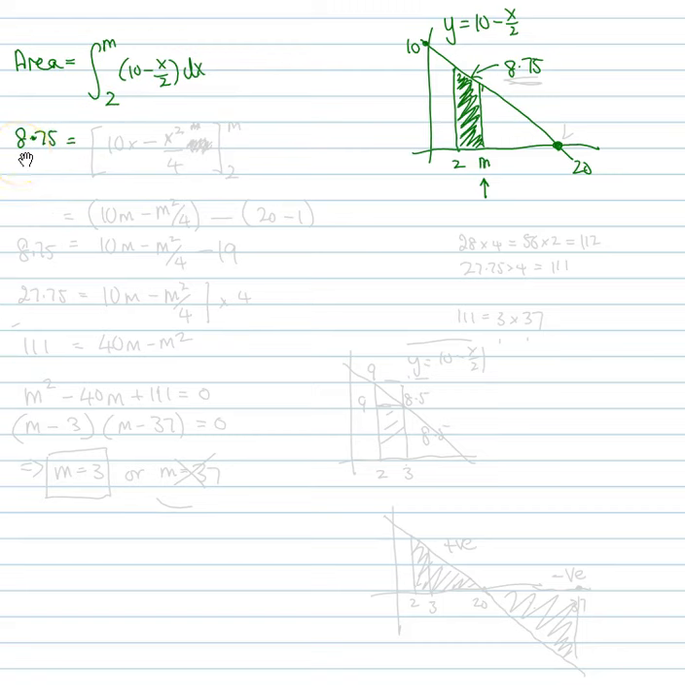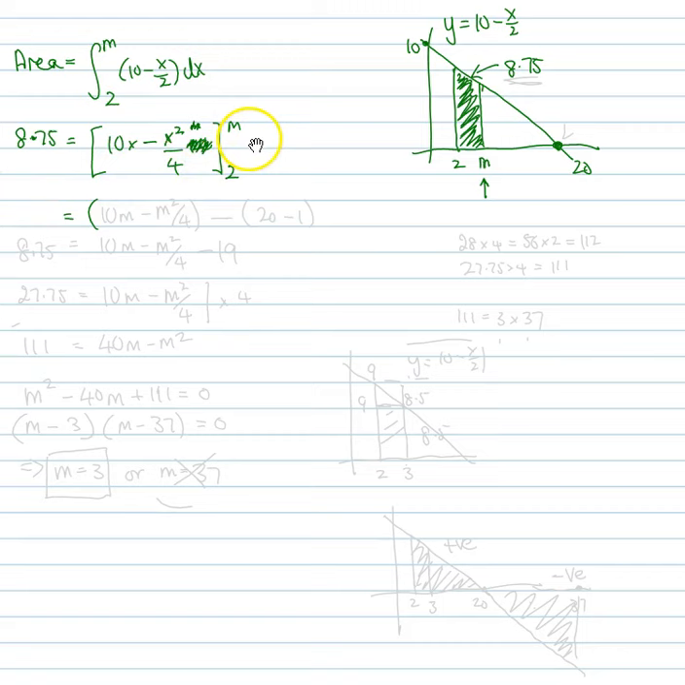So integrate that. The integral of 10 is 10x. The integral of x over 2 is x squared over 4, and we're going from 2 to m. Is x squared over 4 right? If I differentiate x squared, I get 2x, and then 2x over 4 is x over 2. Yep, that's right. You could have a plus c in there, but we don't need it because when we're working out definite integrals, where you've got the two endpoints, the c is going to cancel out.